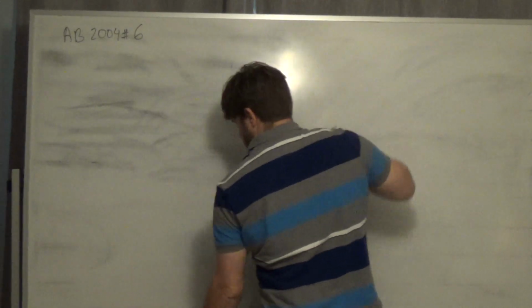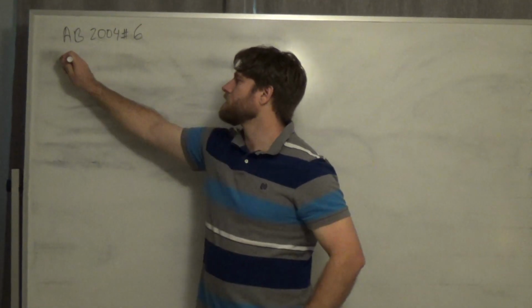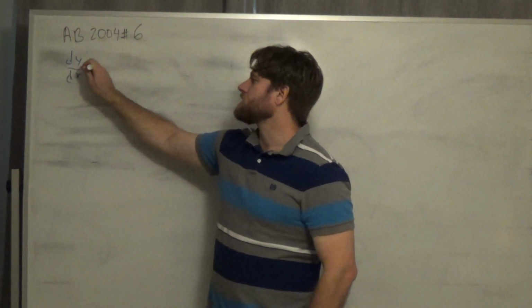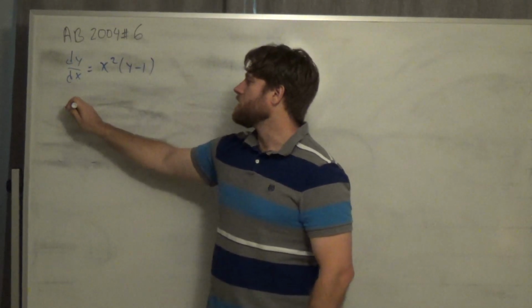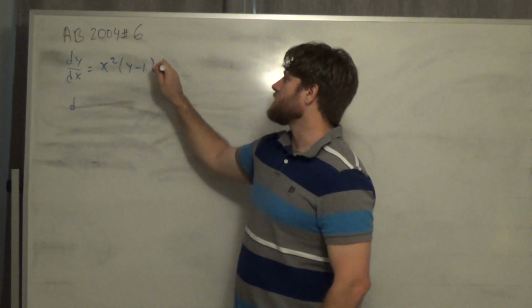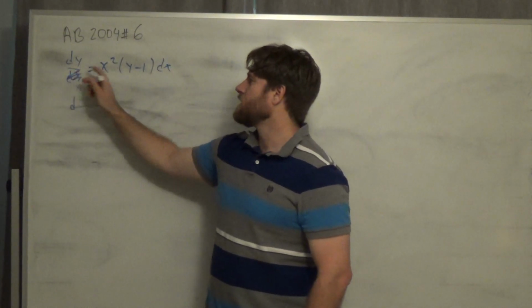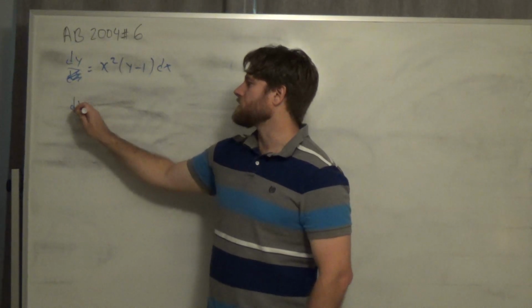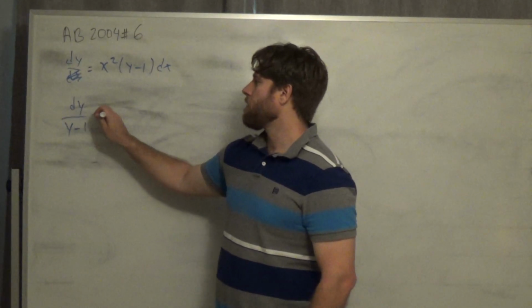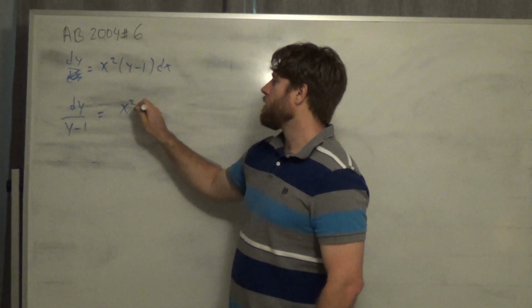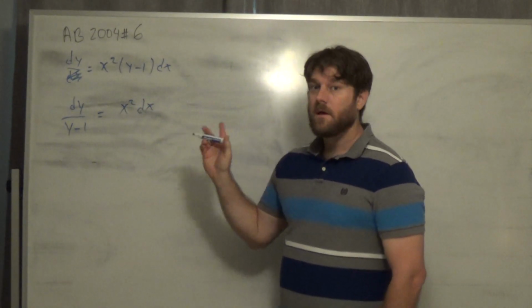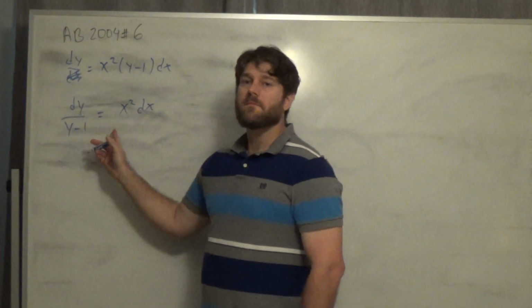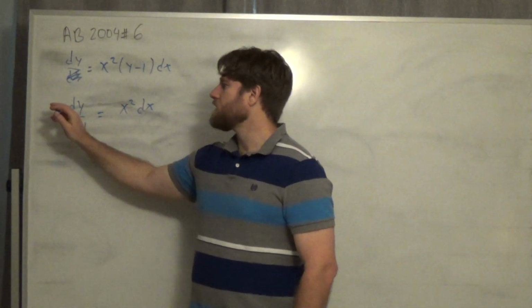All right. So here we have dy/dx equals x squared times (y minus 1). The dx multiplies to the other side, always does. And now this y minus 1 has to divide. This is a very, very easy question, but you got to be careful right here. If you don't separate, you don't get any of the points.